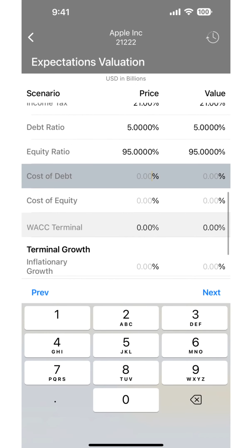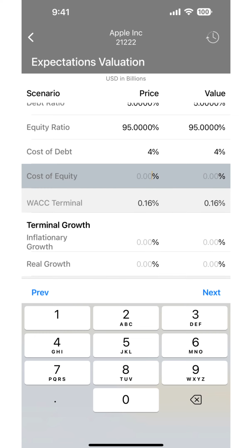Now we look at cost of debt and cost of equity during terminal period. The cost of debt is taken by looking at the risk-free rate assumed in the terminal period and the default spread of the company. The cost of debt for Apple during the terminal period is assumed at 4%. Enter the cost of equity during the terminal period.